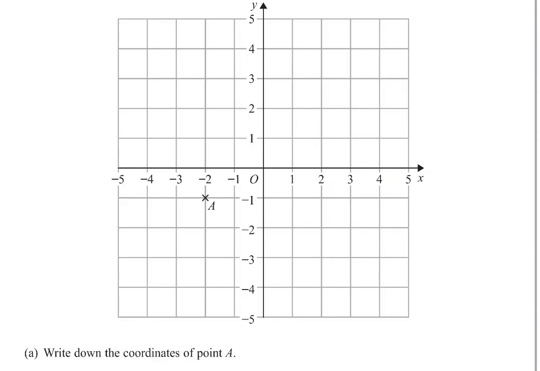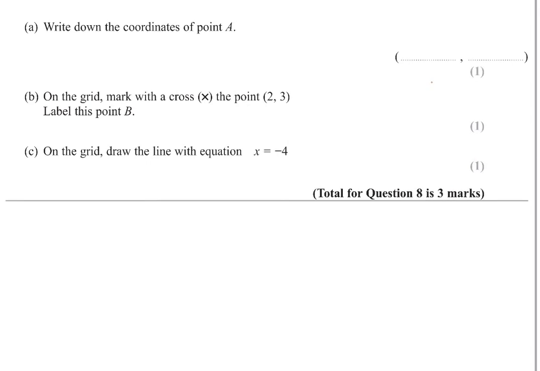Right, question 8, we've got some reading coordinates. So write down the coordinates of point A. So we need to look at the x-axis, it's -2, and the y-axis is -1. So A is the point -2, -1. I'll write that down there.